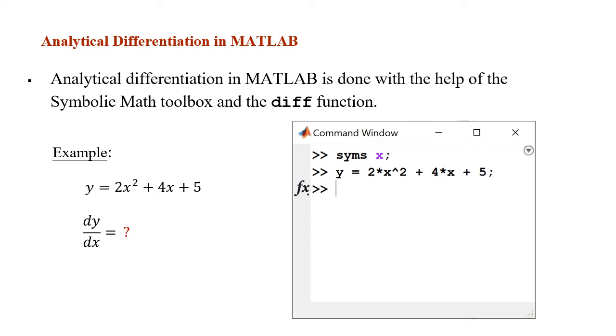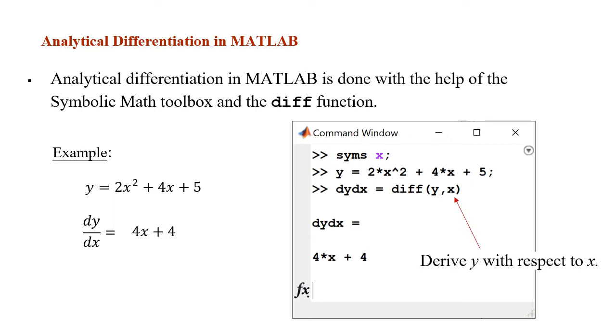Then to calculate the analytical derivative of a function, we can simply call the function diff by providing it with two inputs. The first input is the function itself, and the second input is the denominator dx. So for example, if you want to derive y with respect to x, then we need to say diff(y, x). That means derive y with respect to x. And the result, as you can see, is 4x plus 4, which is exactly equal to what we obtained manually in the previous slide.